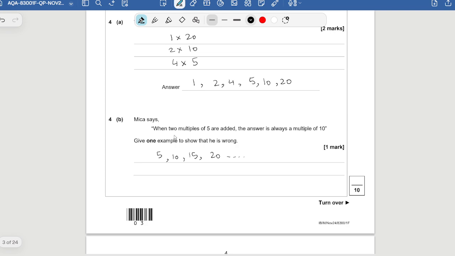He assumes that if 2 of the multiples of 5 are added, the answer is always a multiple of 10. So if I take any 2 multiples of 5, 5 and 10, and add them, I get the answer 15. But I see that 15 is not a multiple of 10. 15 is not a multiple of 10. So I have proved that Micah is wrong.